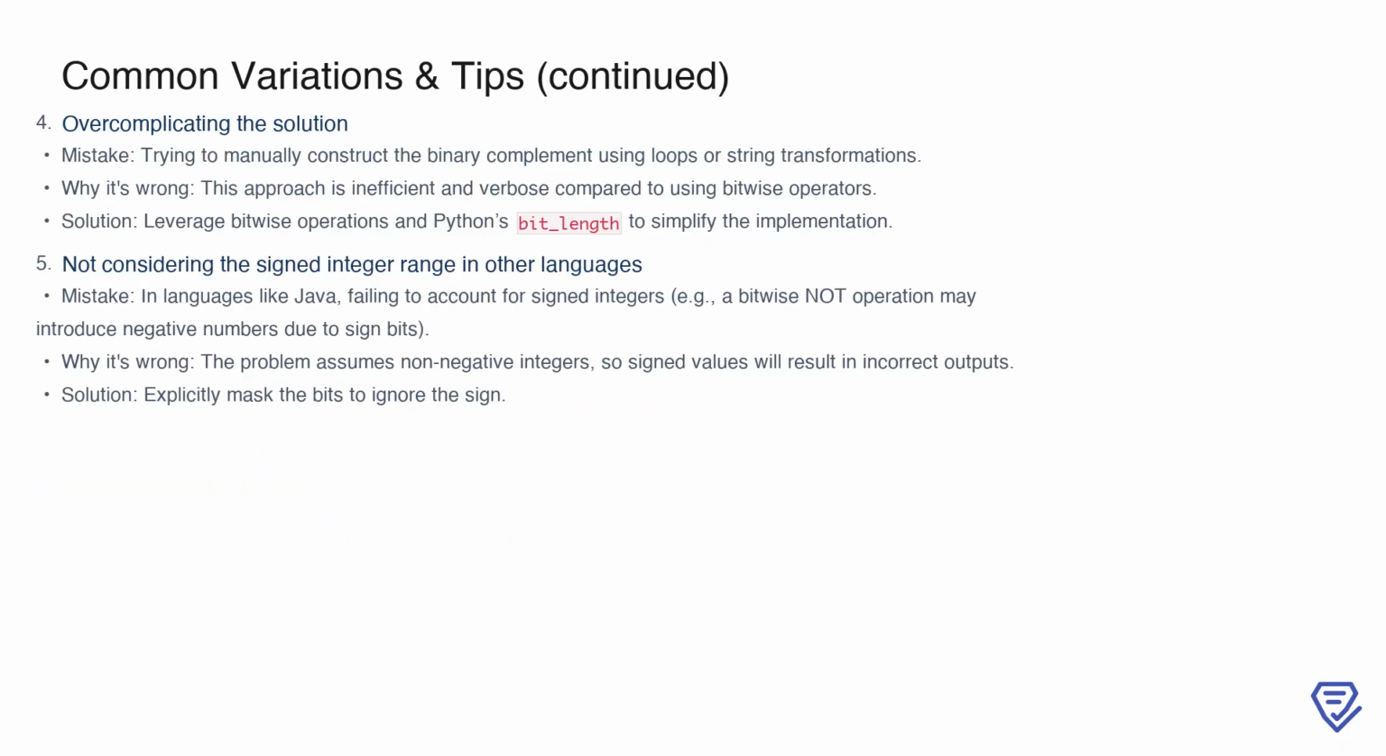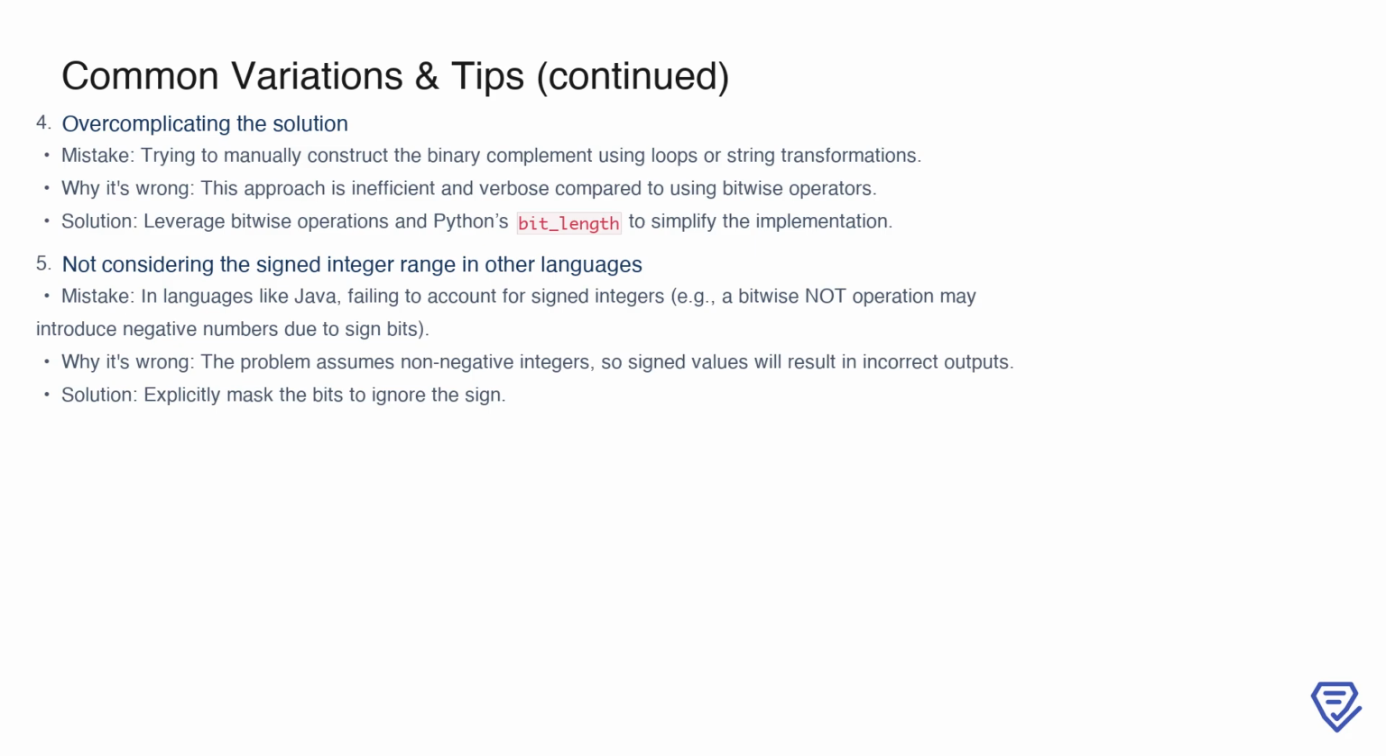Another mistake is overcomplicating the solution. Some attempts involve manually constructing the binary complement using loops or string transformations, which is both verbose and inefficient. Instead, leveraging Python's bit_length and bitwise operations can simplify the implementation significantly.